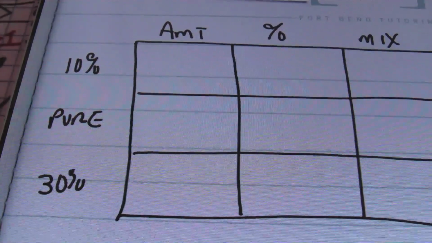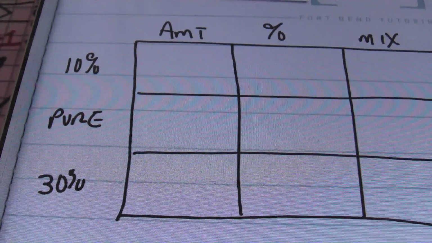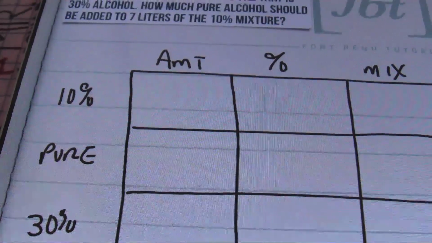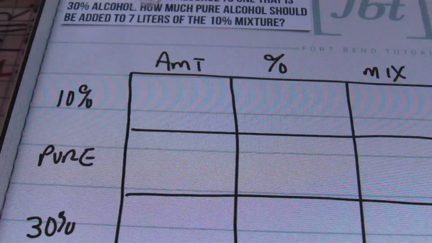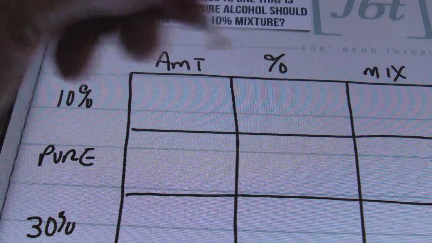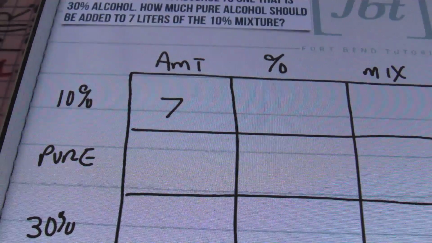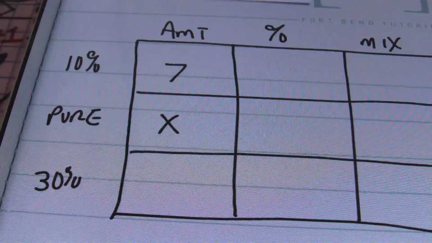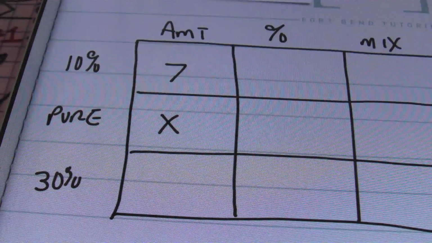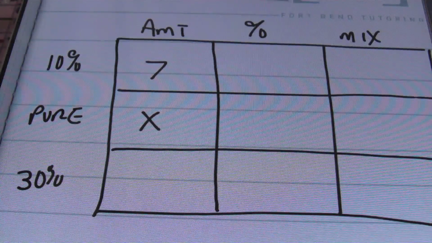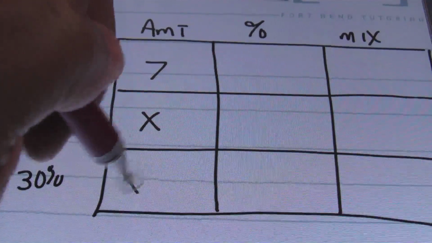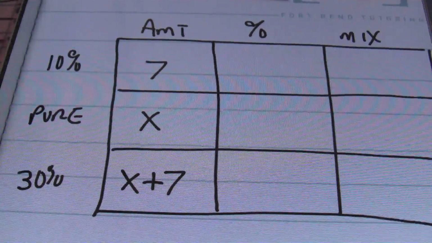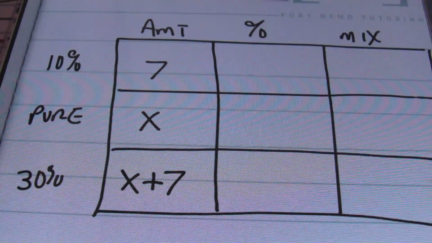That's the setup. That's my table. Now let's plug in the amounts, ladies and gentlemen. In our problem, they told us that we have 7 liters of the 10% mixture. So that's going to be 7 for the amount for the 10%. I don't know how much of the pure alcohol I'll need in order to strengthen the mixture to a 30% mixture. Then for the total amount, you simply add 7 plus x. So I'll just write this as x plus 7 as the total amount for my 30% mixture.